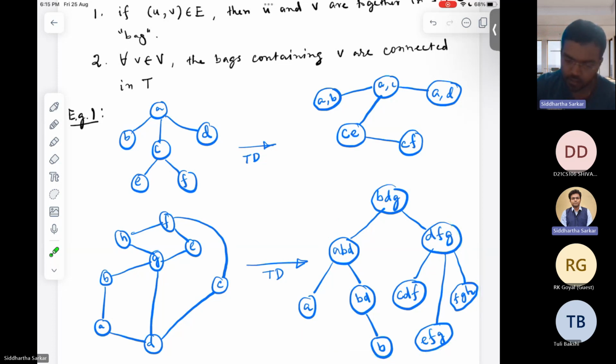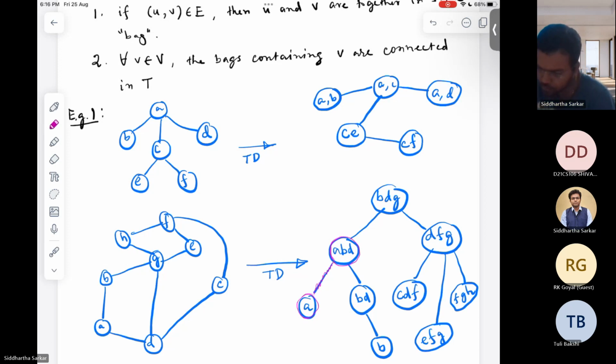We have already verified that the first condition is satisfied by this tree decomposition. And the second condition that we have to verify is that for every vertex in the original graph, the bags containing that vertex are in a connected component. Let us verify for one vertex maybe. So A: let us identify the bags that contain A. This is one bag, and this is another bag containing A. So they are in a connected component, there is an edge between them. This is not very interesting.